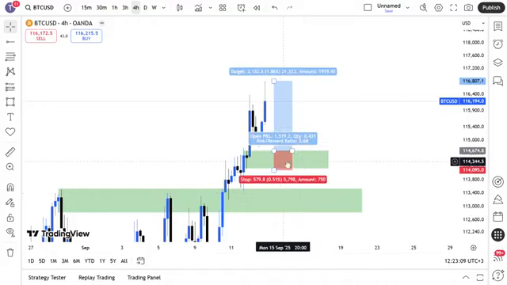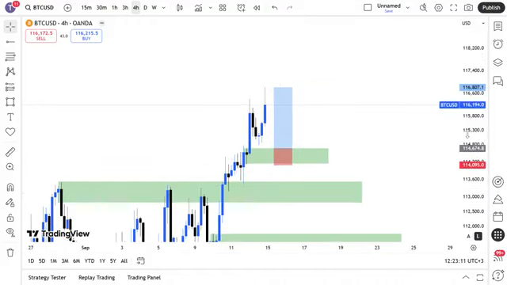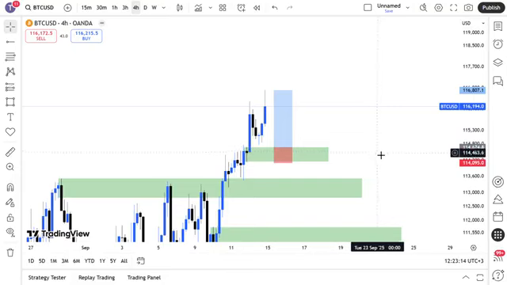So for me, I expect some buys from this area. So we will wait and see what the market will be doing.